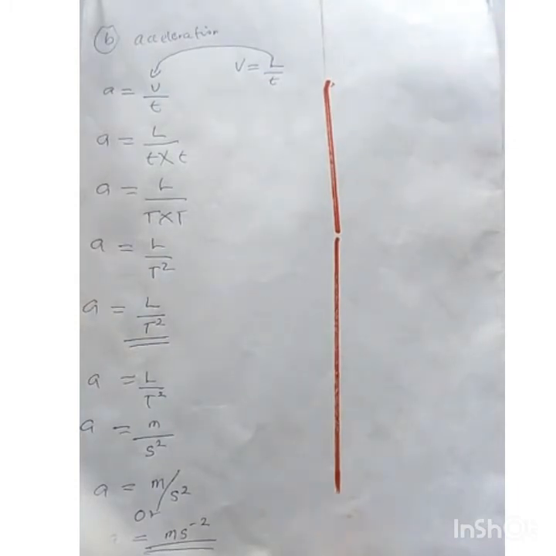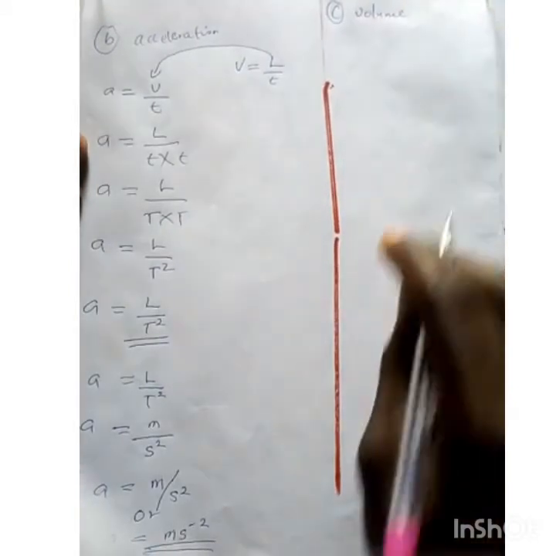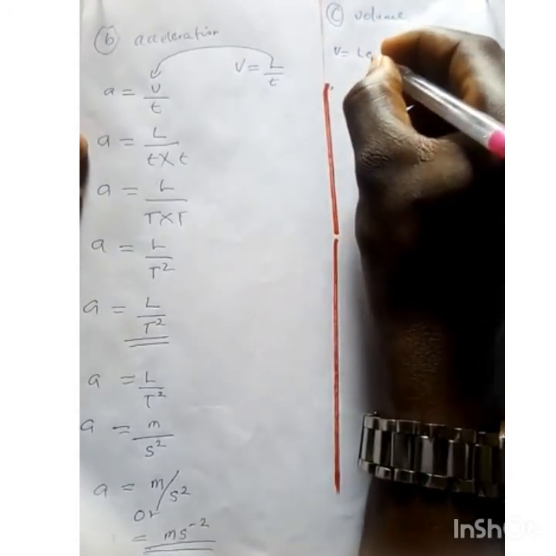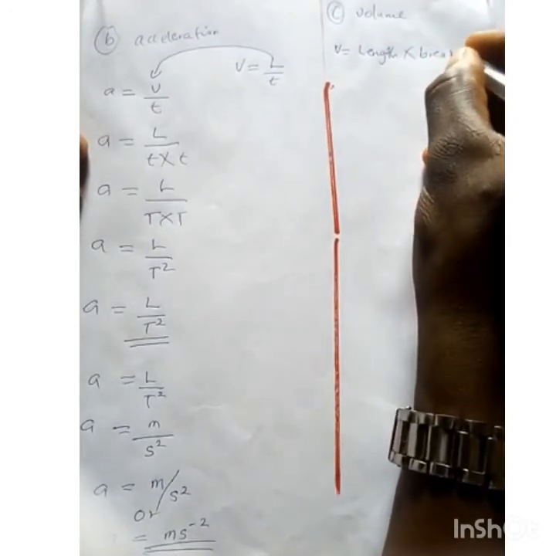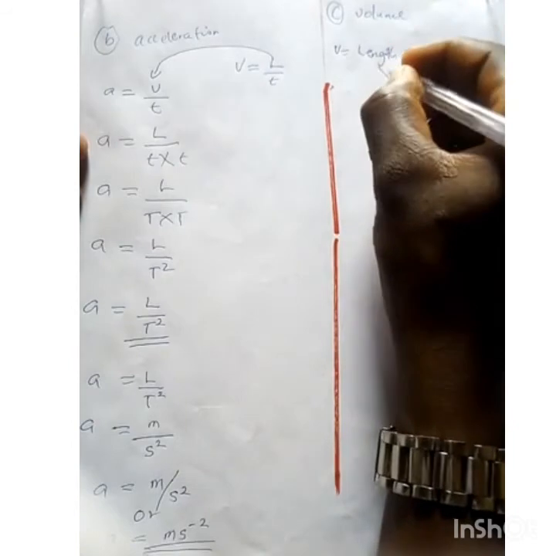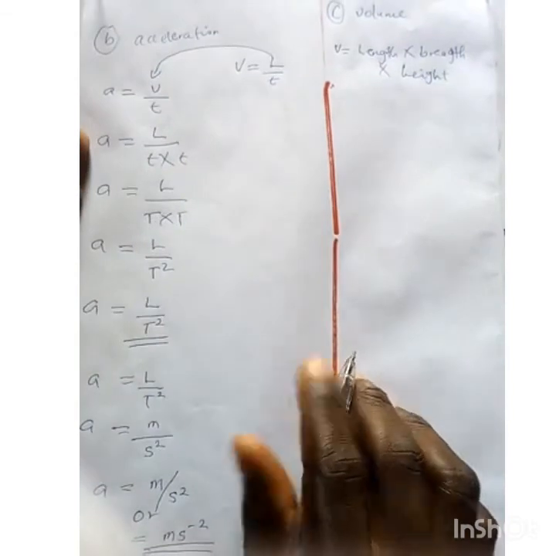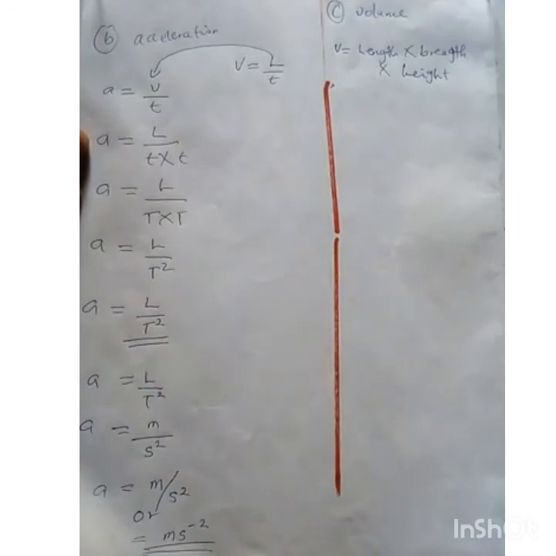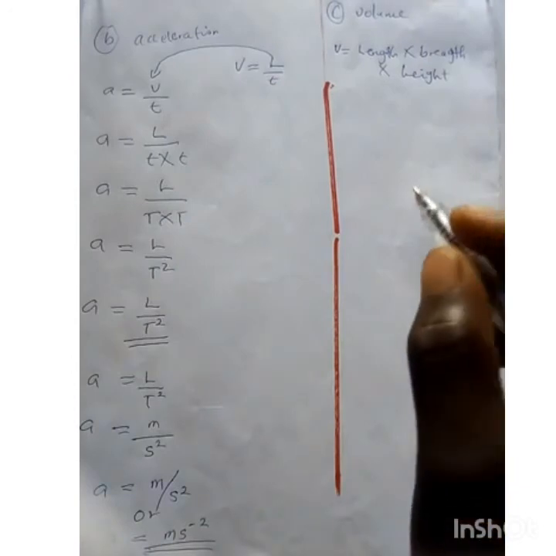And the third one is what? Is volume, which is C. Volume. The formula for volume, V, is equal to length times breadth times height. Remember, length is talking of the distance between 2 points. Breadth is the same thing as distance between 2 points. And height is the same thing as distance between 2 points.